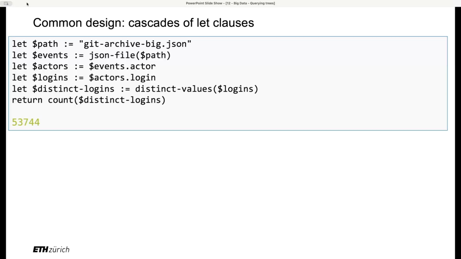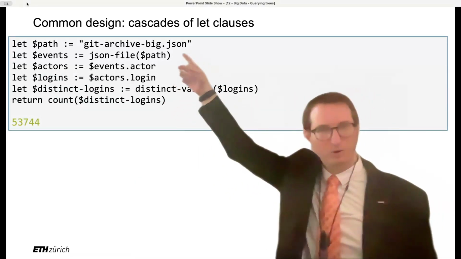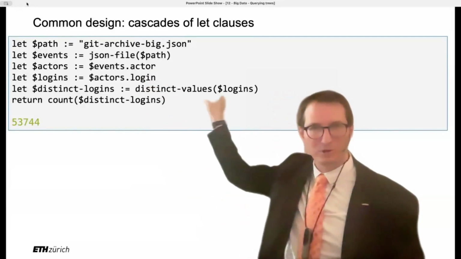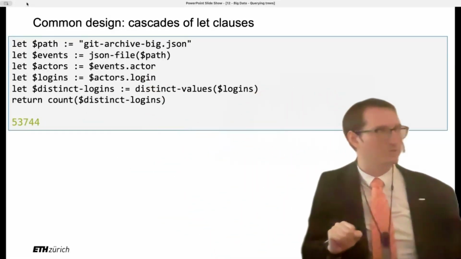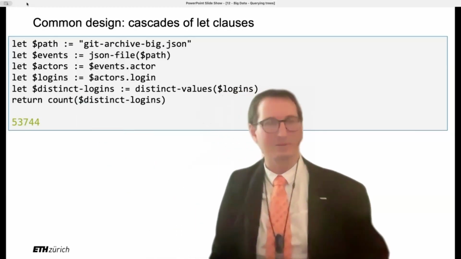Then just a slide to show you what I meant before, that many people are big fans of let. So this is what it looks like. They basically chain the lets, even without any for or anything, just because it's convenient and easier to read, right? So here you take a file, you open it, you navigate to actor, you navigate to login, you take the distinct values and you return the count, right? It's just for the chain of thoughts that some people like that.